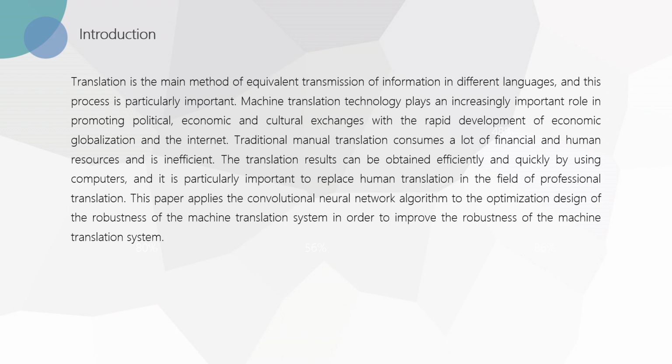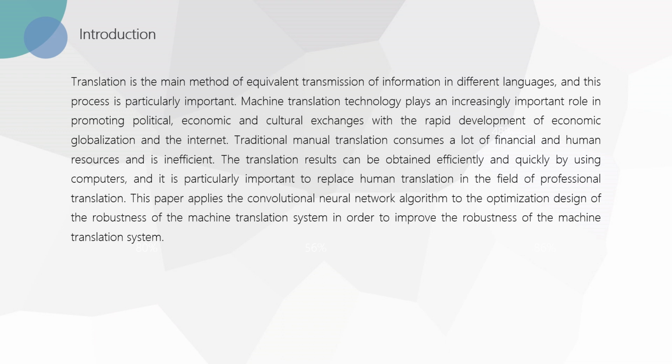This paper applies the convolutional neural network to the optimization design of the robustness of the machine translation system in order to improve the robustness of the machine translation system. The analysis and experiment in this article are mainly from these 2 parts.